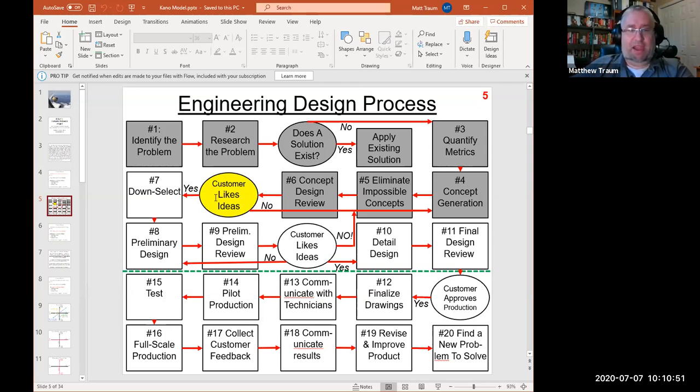But if the customer does not like your ideas, then you kick back. It's like chutes and ladders, right? You slide back down the slide here, all the way down back to step number 4, which is concept generation, and go through another brainstorming process.